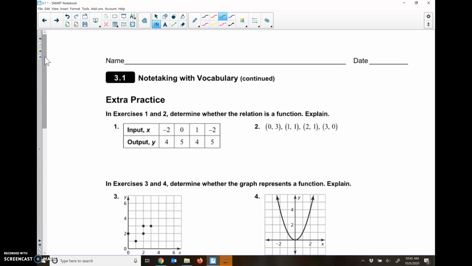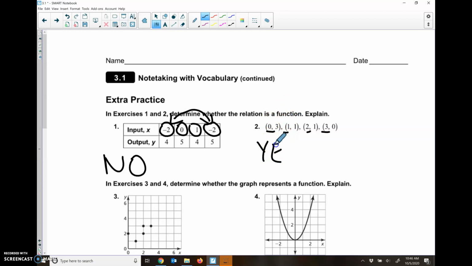So 1 and 2, determine if they're a function. Here we have a table, and then we have some ordered pairs. Looking at the table, I got -2, 0, 1, and -2. The -2 and -2 are repeating. So no, it's not a function. Here I got 0, 1, 2, 3. None of those are repeating. One's a 0, one's a 1, one's a 2, one's a 3. None of those are repeating. So yes, it is a function.